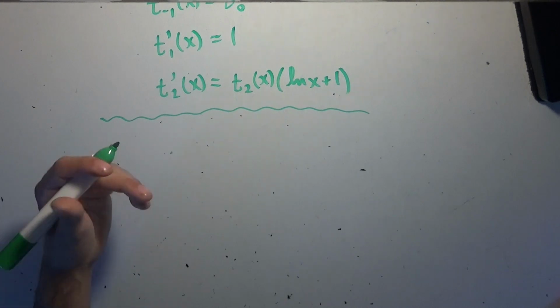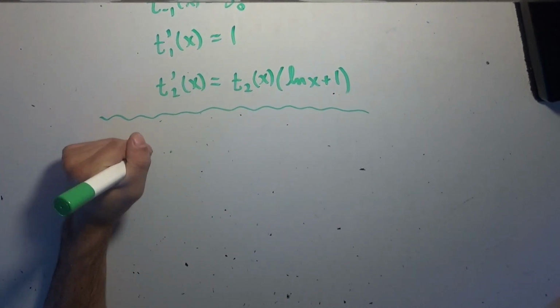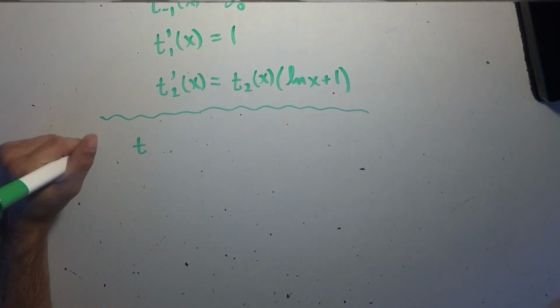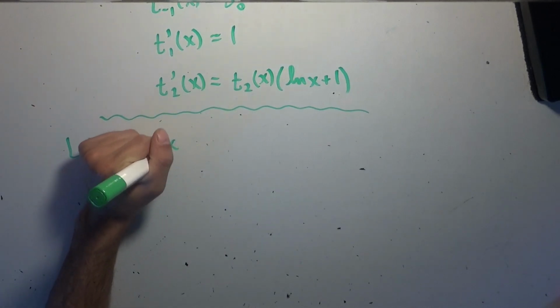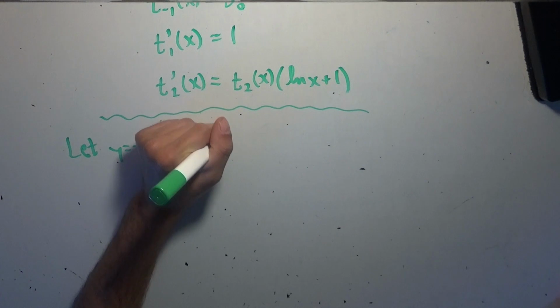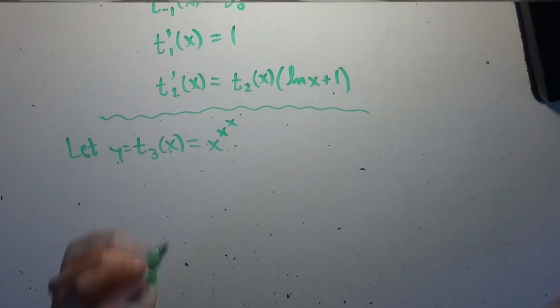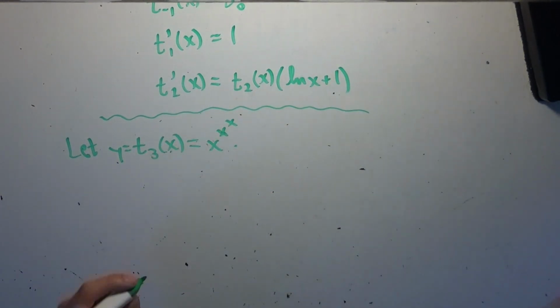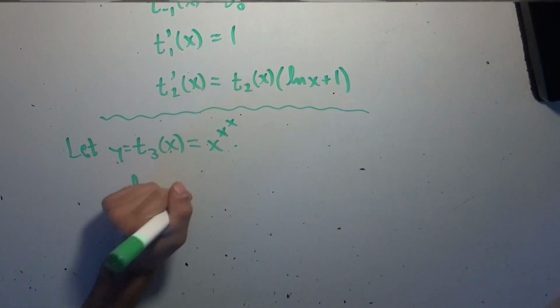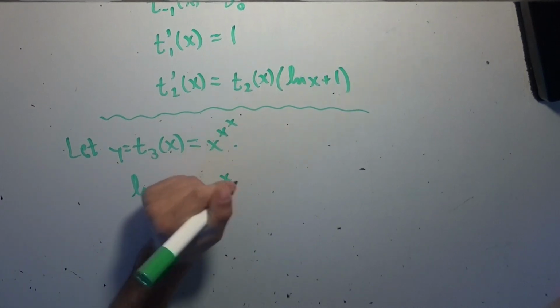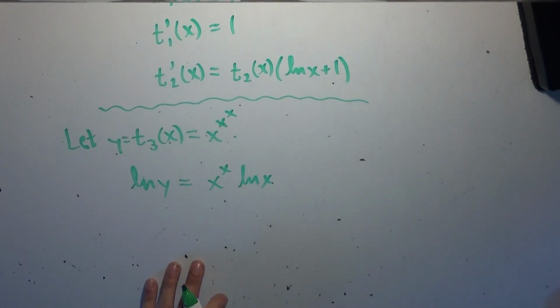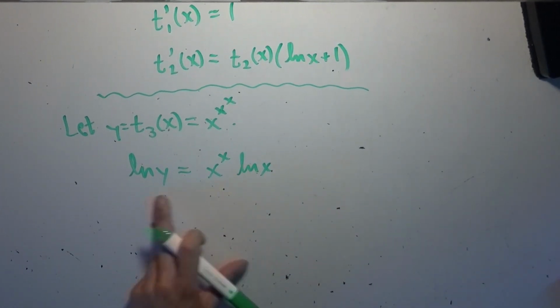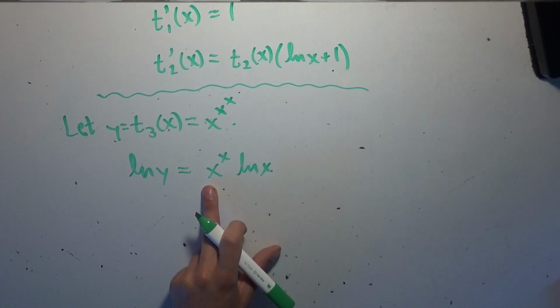Or not necessarily, I don't know if it's recursion, I should say. But let's see. Let y equal the third tetration of x, which is, of course, x to the x to the x. We should, again, start by taking the logarithm of both sides. So we get log y is equal to x to the x times log x. But now we can actually do this, because what we can do is just simply take the derivative now, because we know what the derivative of x to the x is.